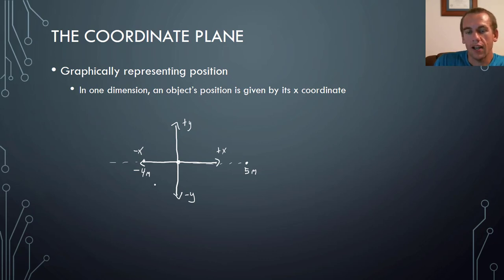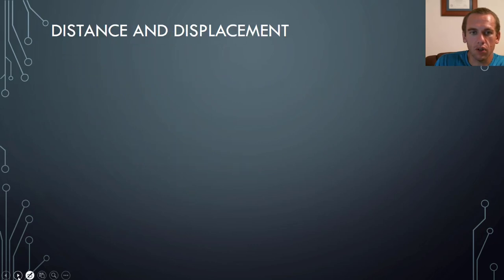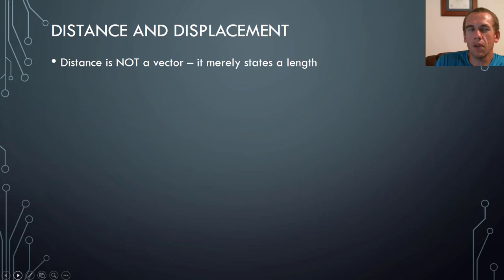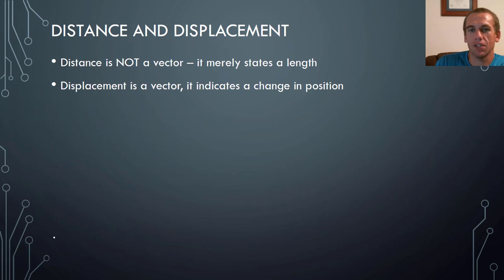Now, I've been using the term position, but I've also mentioned distance and displacement, and let's take a closer look at what's going on with those. Distance and displacement are both measurements that give us a length, but they do it in a different way. Distance is not a vector. It just tells me how far something has traveled. But displacement is a vector because it indicates a change in position. And this is kind of easy to see with a picture.